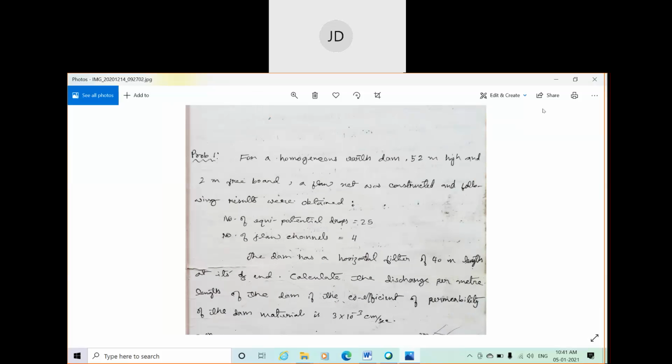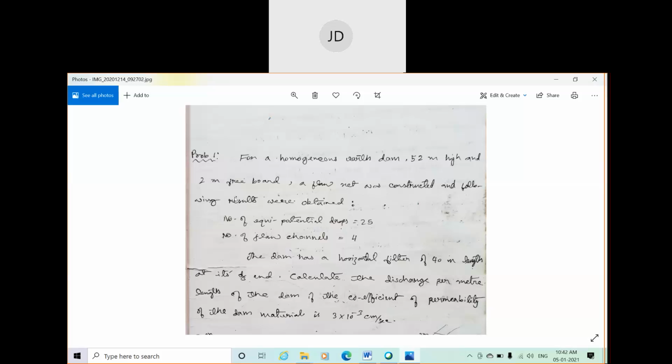Here in the problem statement it is given: for a homogeneous earth dam. Homogeneous means made of the same or similar material. For a homogeneous earth dam 52 meters high, that is, the height of the dam is 52 meters, and 2 meters of free board.